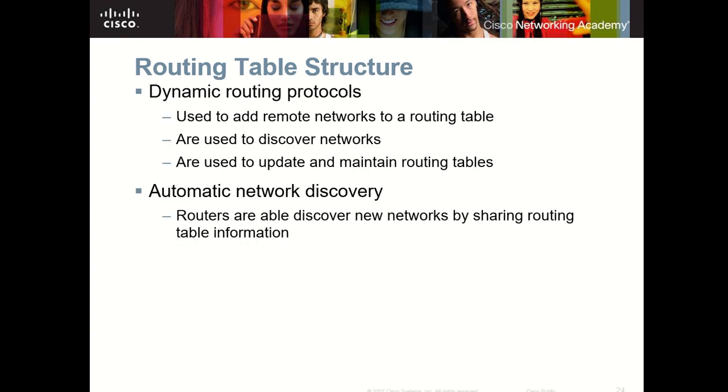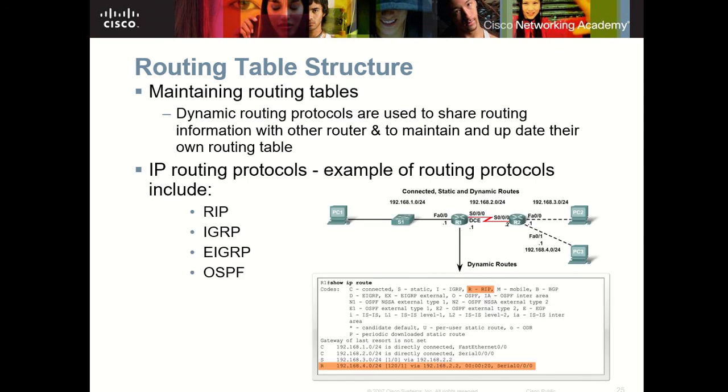Okay, so again, routing table structure, what is its purpose? It is used to add a remote network to a routing table, to discover networks, to update and maintain the routing table. So we also have automatic network discovery. Routers are able to discover new networks by sharing routing table information. Later on we will have a topic on how each router shares or updates information so that it can advertise to other routers which networks exist. Alright?